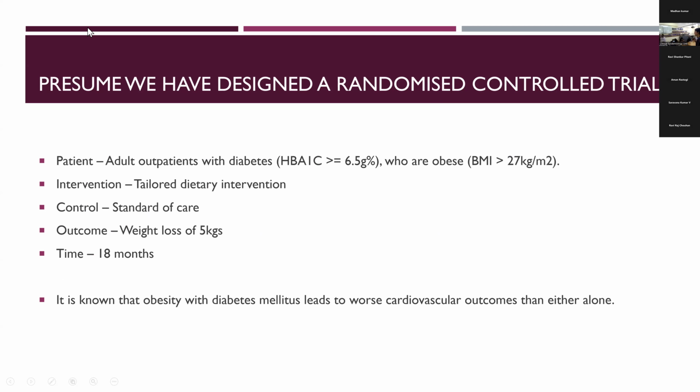Presume we have designed a randomized controlled trial in adult outpatients with diabetes who are obese. And the intervention that you want to give is a tailored dietary intervention. Control is standard of care. You are looking for a weight loss of 5 kgs in 18 months. And it is known that obesity with diabetes mellitus leads to worse cardiovascular outcomes than diabetes alone or obesity alone.